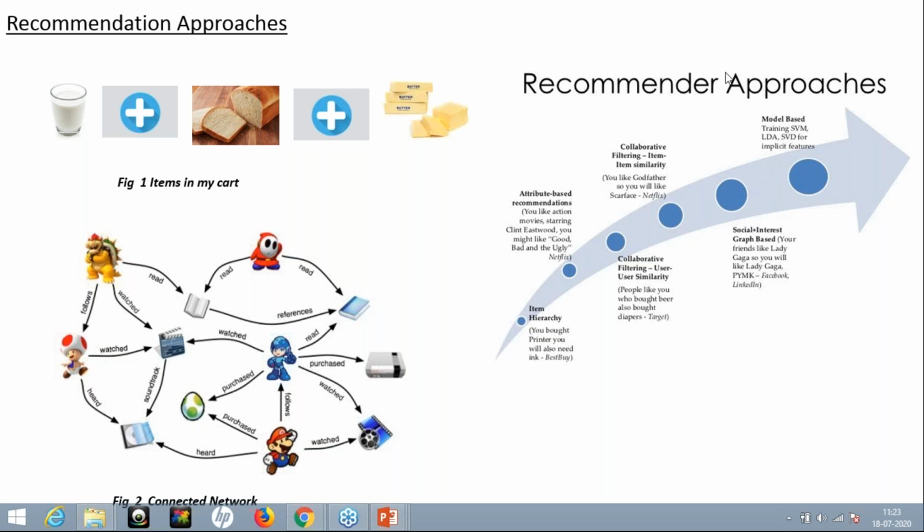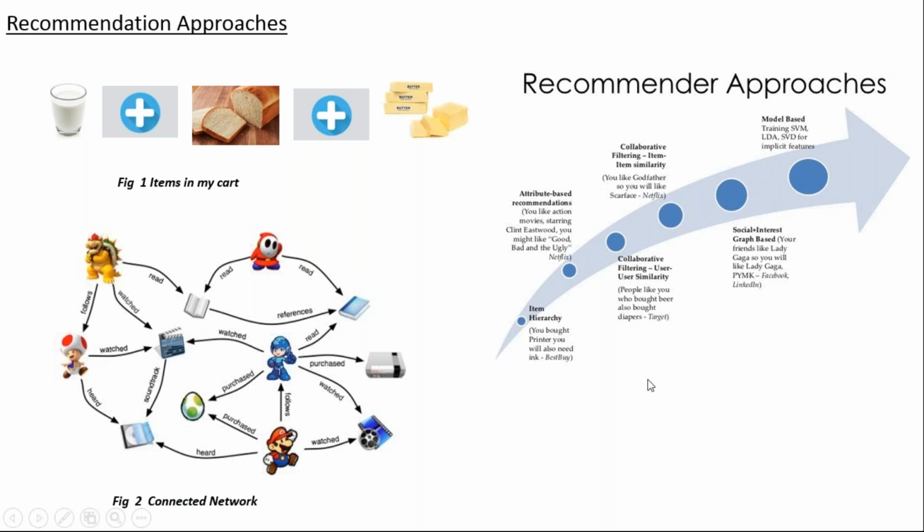Other features, right? We can also find out other implicit features by means of different models such as SVM, LDA, and SVD. What you see in figure 2, which is a connected network, you can see whether you are online or offline, we are always connected by some means or the other. Some people are always similar, some people may be dissimilar, some people may be similar on certain items, some people may have different opinions on different items, right? All these can serve as data for us to do the recommendation.